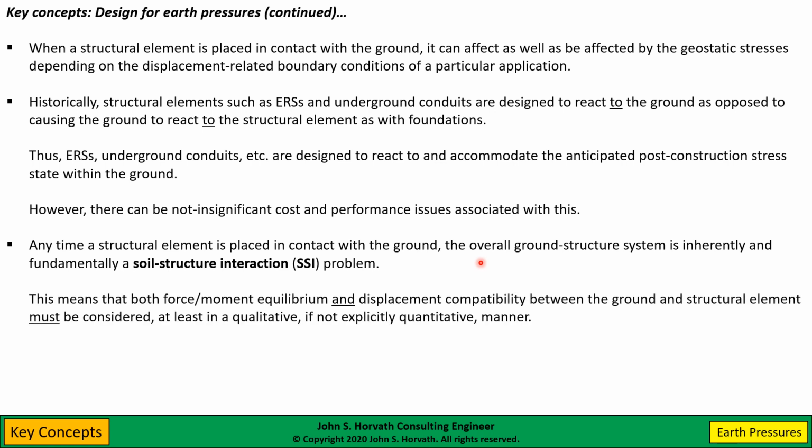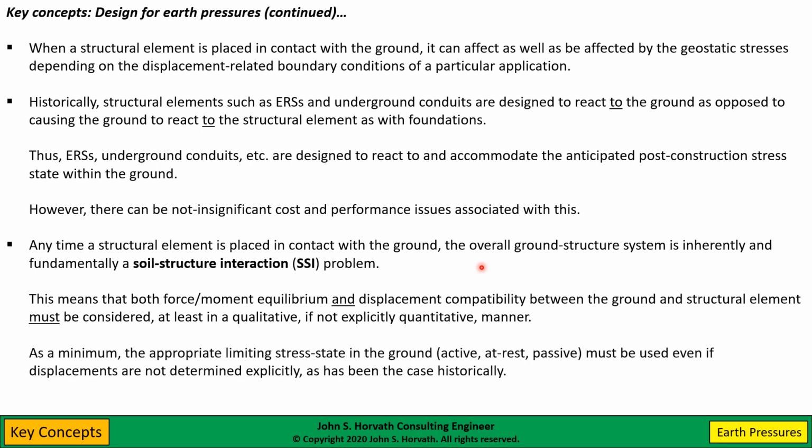What I mean is that in addition to satisfying force and moment equilibrium, we have to satisfy displacement compatibility between the ground and whatever structural element, retaining wall, conduit, etc. And we need to do this at least in a qualitative way, if not quantitative. As a minimum, this means we need to consider the appropriate stress state in the ground, active, at-rest, passive, that should be used in design, even if you don't sit down and calculate displacements.